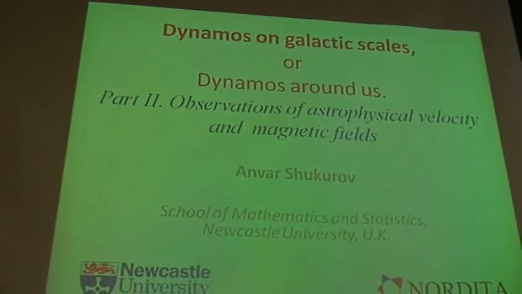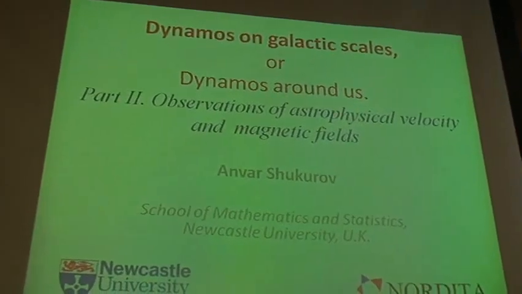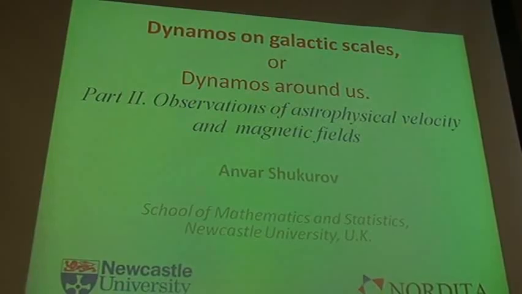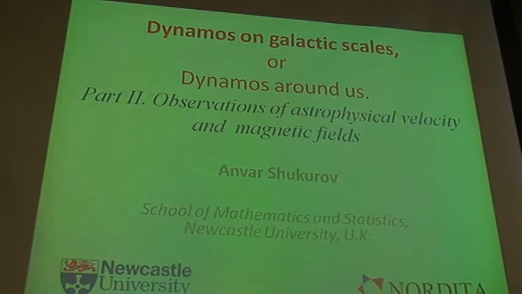Part two. My plan now is to talk about the observations of velocity and magnetic fields. So how we know what we are going to discuss in the next lecture. Next lecture will be about the dynamo theory. So first, in the first lecture, we discussed what galaxies and clusters of galaxies are. Now we discuss how we extract information about them from observations. And then we shall discuss how to explain what we have seen, what we have extracted.